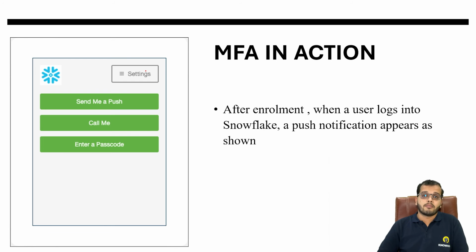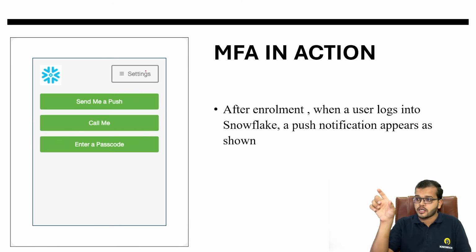Now, MFA in action. This is very important. Multi-factor authentication in action. Once we activate the DUO application, after we have installed it and completed the enrollment, say I am using Snowflake and I am the user. When a user logs in to Snowflake, a push notification appears like this. We have the Windows authenticator also, and we have the DUO application also, but DUO is very reliable with Snowflake. That's why people use this particular DUO application.